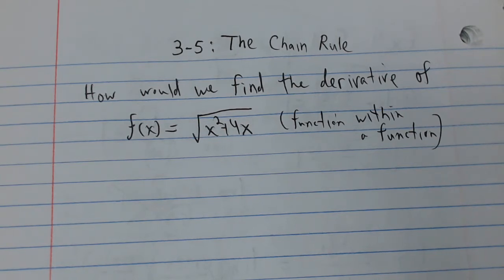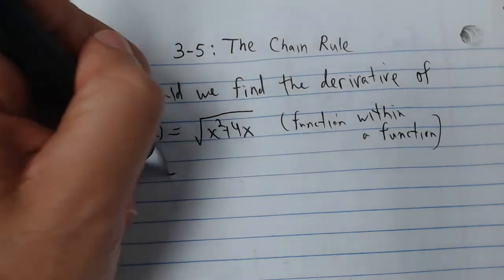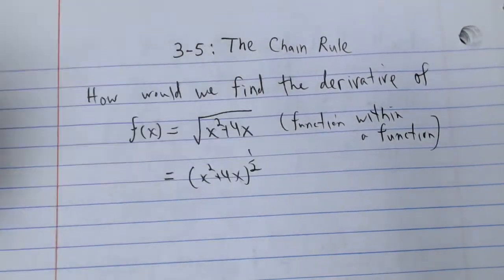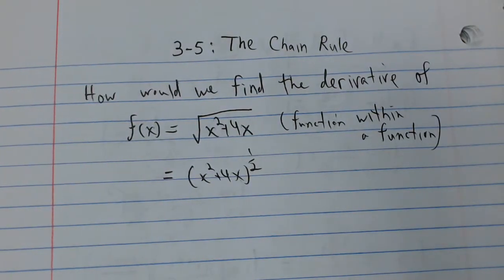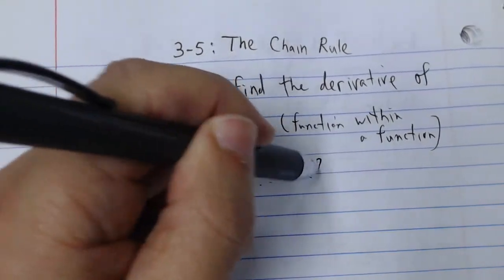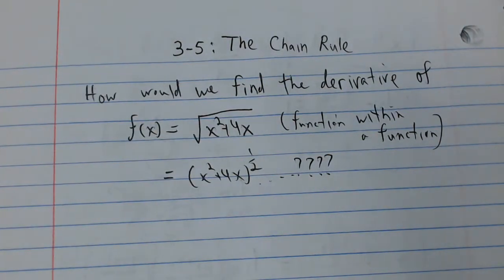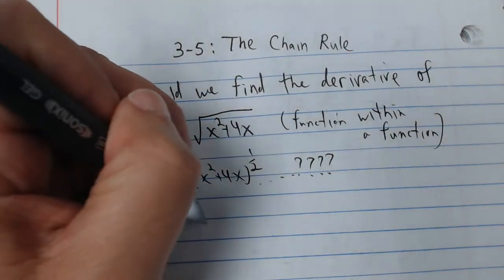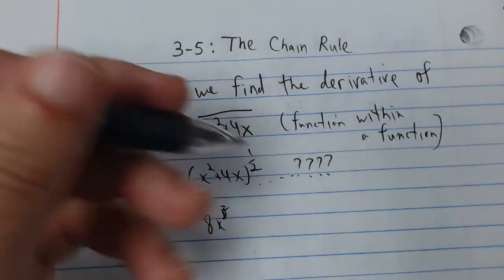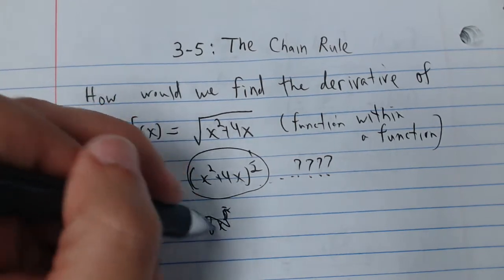And if you try to find this, what you probably did before you found a derivative is write this as x squared plus 4x to the power of 1/2. And then the question becomes, well, what do I do here? And the answer is, we right now do not have the skills to find this, because when we use the power rule before, it was something simple like 8x to the 5th, and we could use the power rule, which would give us 40x to the 4th. However, this is more than just that.